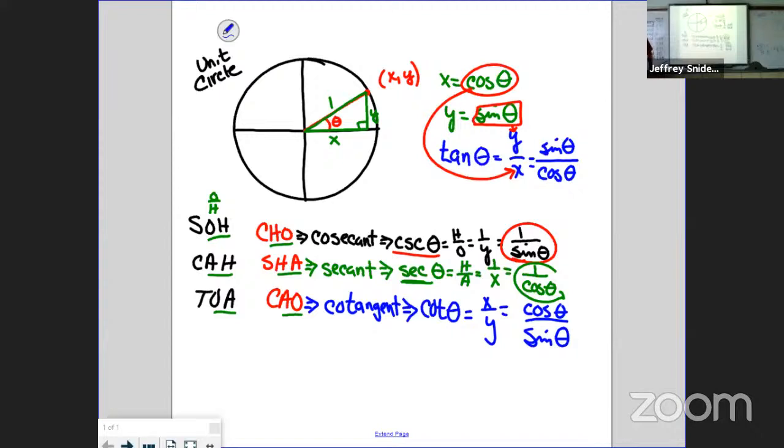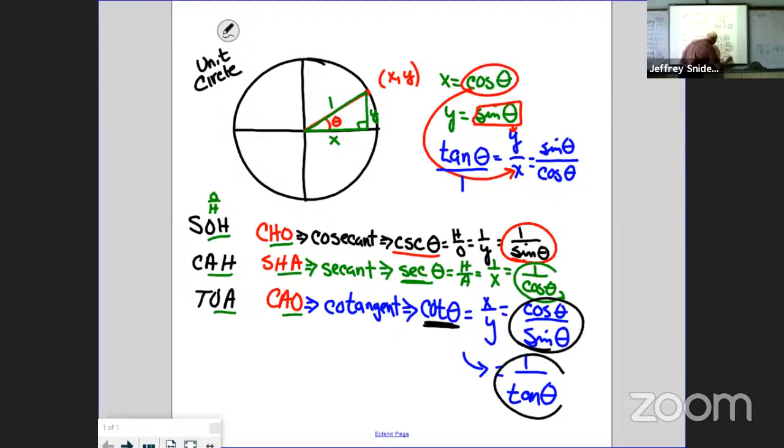Guess what else it is? Cotangent of theta is also what do you think cosine over sine is? Think about it. If I flip this, I flip 1 over tangent. Whoa. So these are all the same.